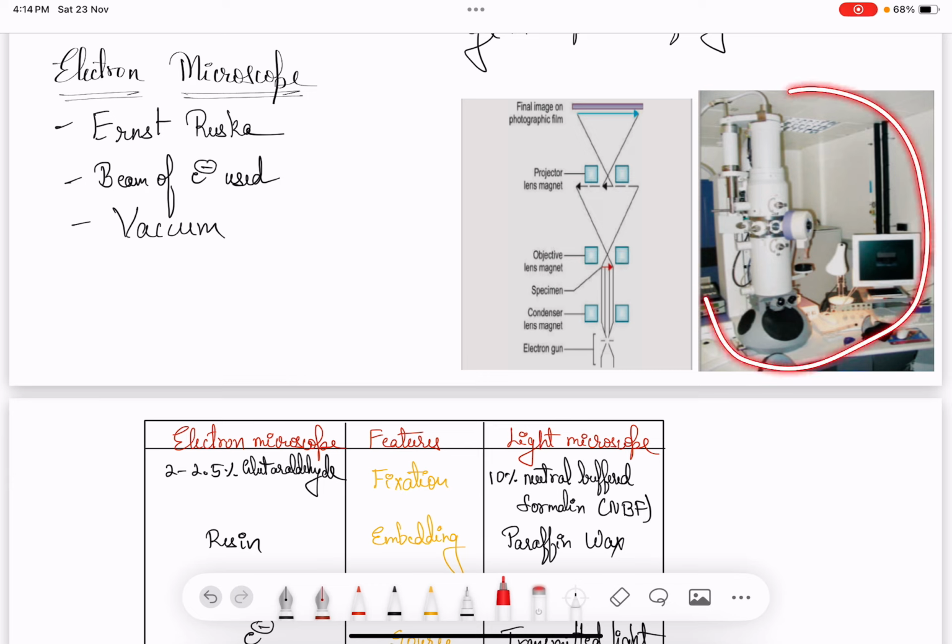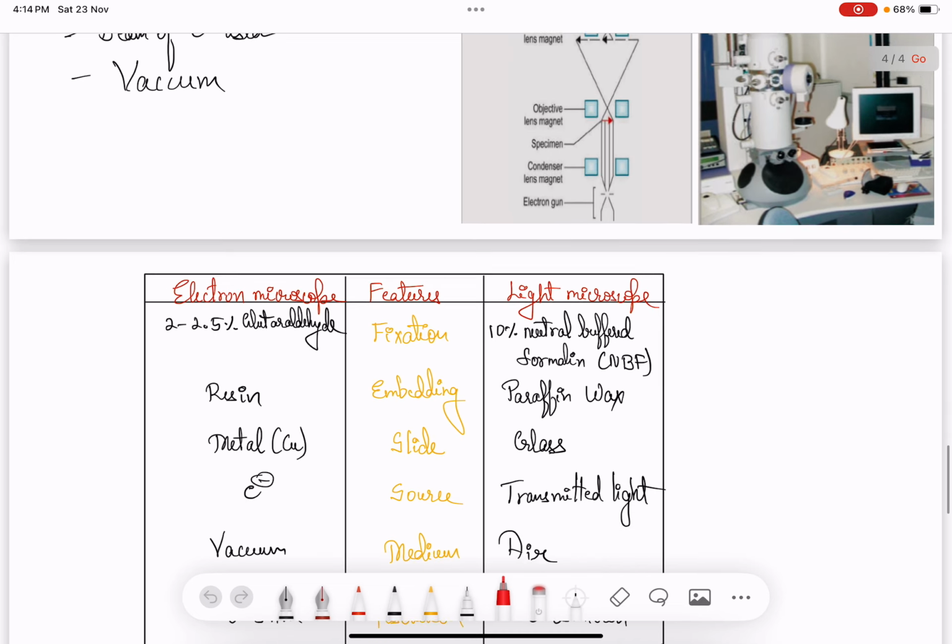This is the electron microscope. The electrons go from here, then the specimen scatters the electrons passing through it, and then the electron beam is focused by the magnetic lenses over here. Then you will get the image. That is how the electron microscope works.